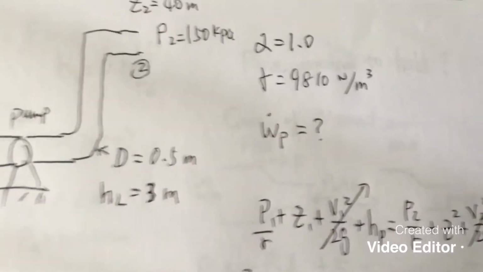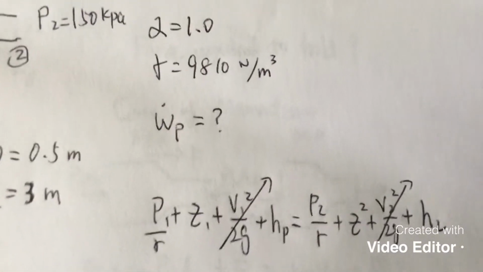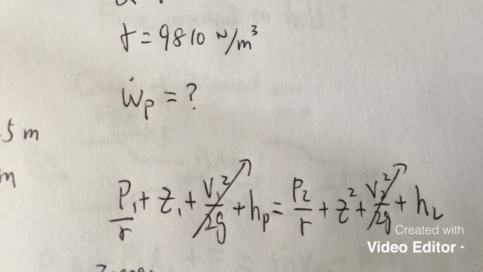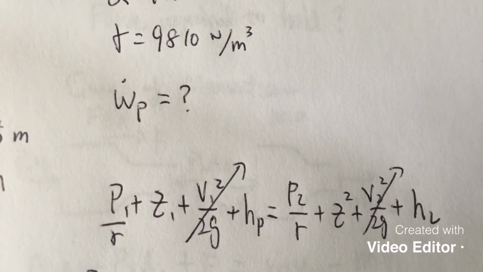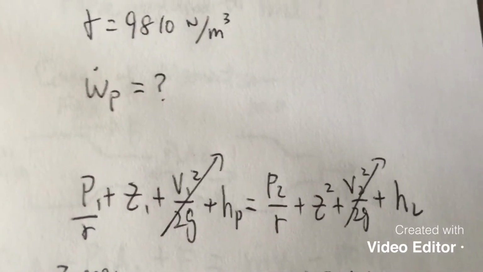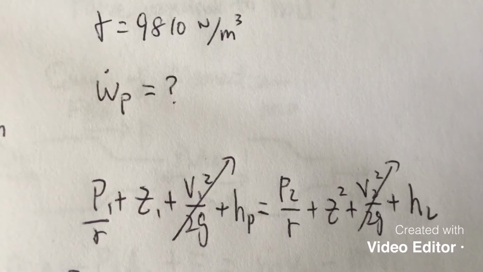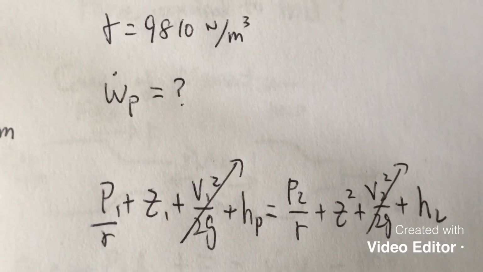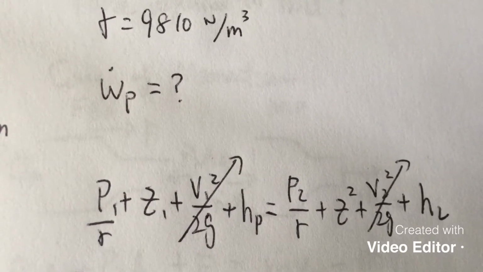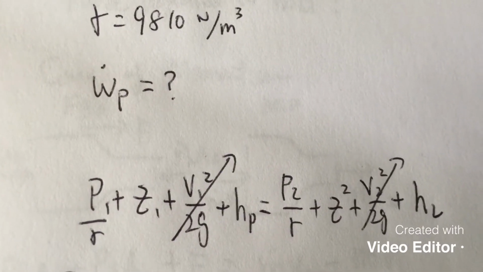So you want to write down the equation. This is the equation, right? P1 over gamma plus Z1 plus V1 squared over 2g plus a pump head, yes, we have a pump, equals P2 over gamma plus Z2 plus V2 squared over 2g. And we don't have a turbine, so no turbine head, but we do have a loss, plus HL.